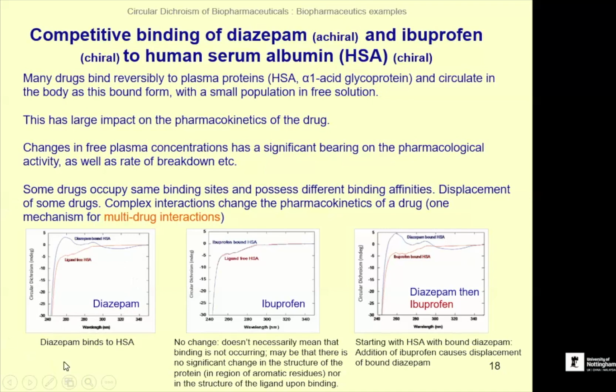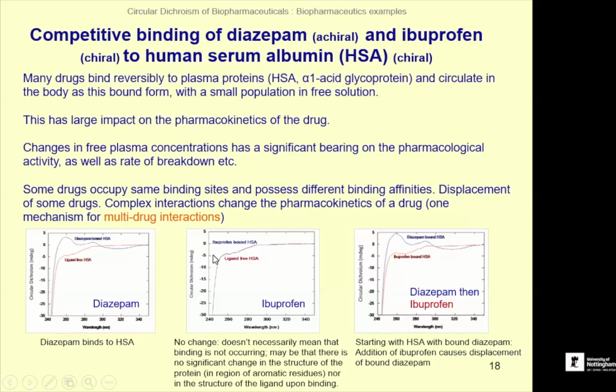So in this panel, what they demonstrated is that diazepam, as we already knew, binds to human serum albumin. So we've got that one. Ibuprofen is chiral, HSA is chiral, so when you repeat that experiment, here's your HSA spectrum with ibuprofen. We also know ibuprofen binds. And you see that they are indistinguishable spectra, which might, on initial inspection, sound odd and unexplained, but just because those spectra are identical doesn't mean there isn't an interaction.